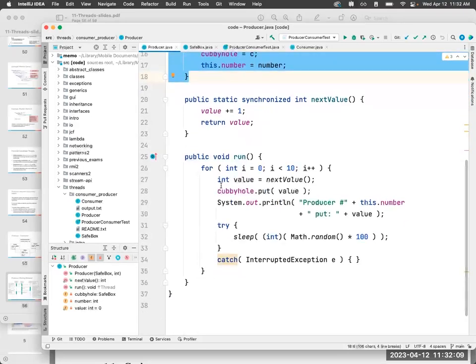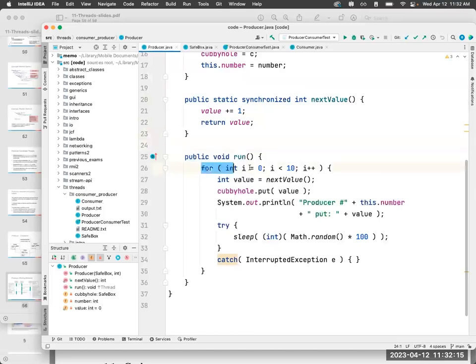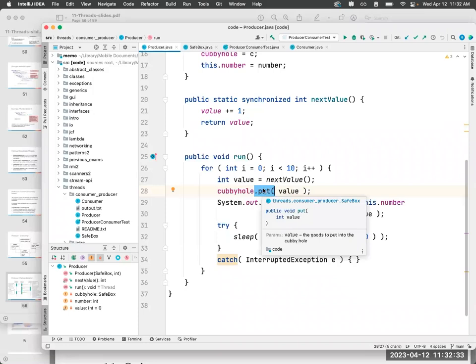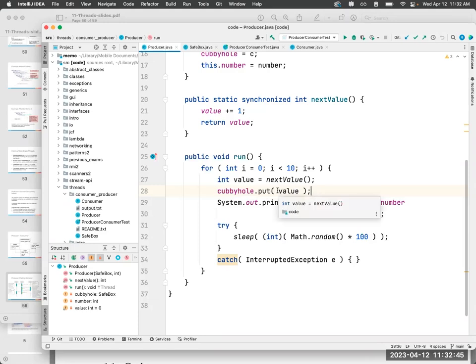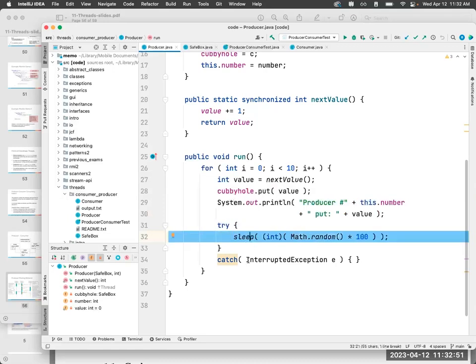So the constructor would be the same thing. I will talk about this in a bit. The run would similarly go over 10 times. It would get the next value, and then it would try to put that value in my safe box. Again, this is not something that would necessarily be possible to do immediately, because my safe box might be full, right? So not necessarily would this happen right away. Again, I don't see any wait or notify being used here, right? So we'll get there. And here I'm just printing out some messages, sleeping for a little bit, and handling the exception.